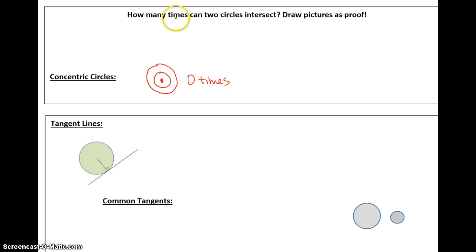I'm going to make this your first checkpoint. I want you to try to finish that question. I want you to see how many times two circles can intersect. And we'll see in class if you were right or not. So you will need to finish this as part of your assignment.